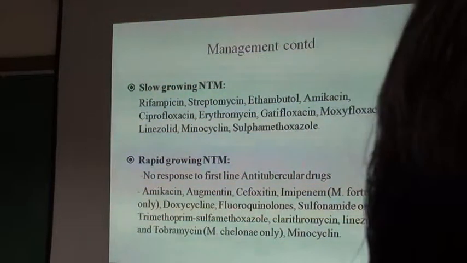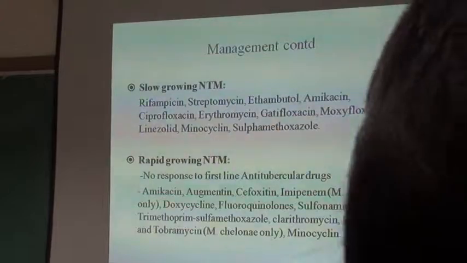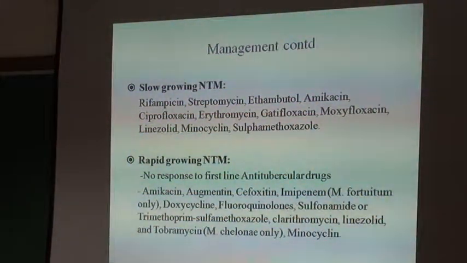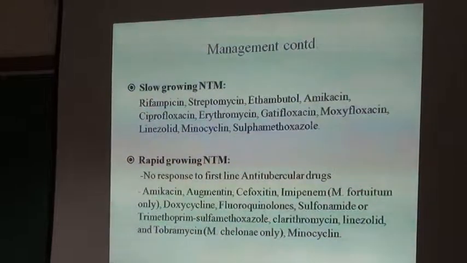The treatment protocol of slow growing NTM is quite different from rapid growing NTM. In slow growing NTM, first line antitubercular drugs along with amikacin, ciprofloxacin, erythromycin, gatifloxacin, moxifloxacin, linezolid, minocycline, and sulfamethoxazole are used. Rapid growing NTM are not responsive to first line antitubercular drugs. So in this case, amikacin, augmentin, ciprofloxacin, imipenem, doxycycline, sulfonamide or trimethoprim-sulfamethoxazole, erythromycin, linezolid, tobramycin, and minocycline are generally used.